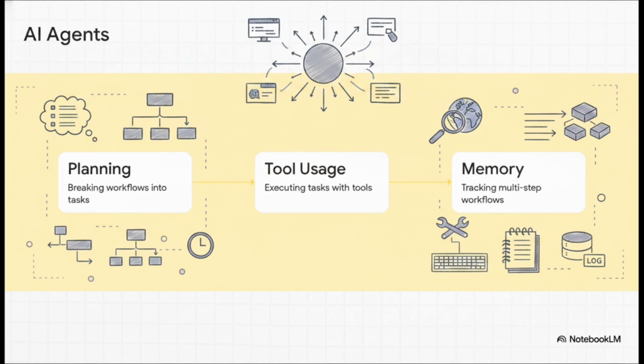Now, when you combine great models with great prompting, you get AI agents. That's Pillar 11. Unlike a standard chatbot that just talks to you, an agent handles complex, multi-step workflows autonomously. First, there's planning, where it breaks a big goal into smaller tasks. Second, tool usage, where it might actually go browse the web or run Python code to achieve those tasks. And third, memory, where it keeps track of everything it's learned across the whole interaction.